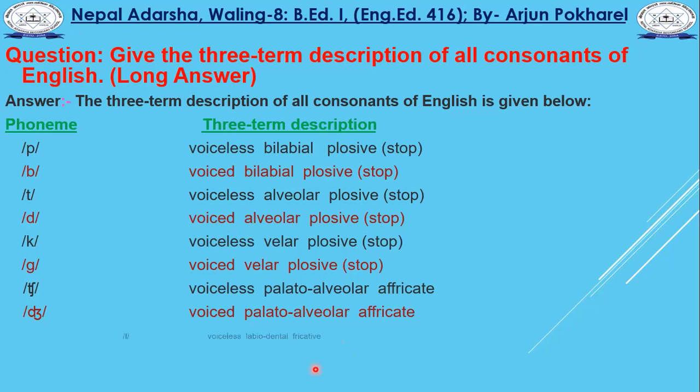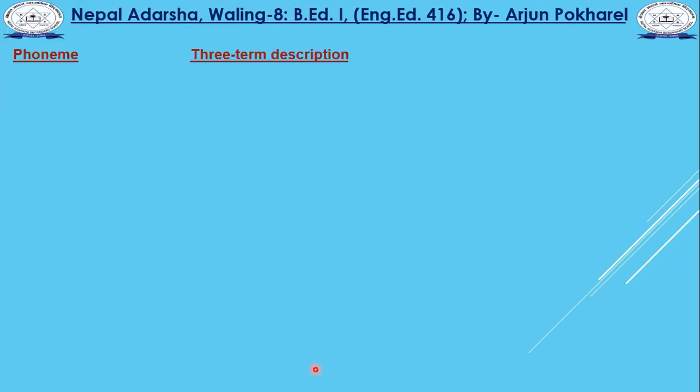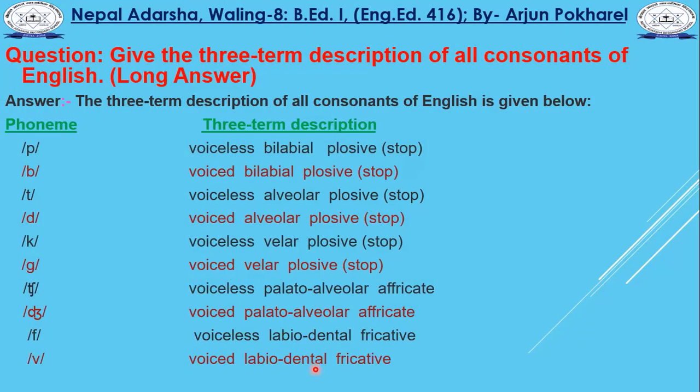Now the next one is fa. Fa is voiceless labiodental fricative, and va is voiced labiodental fricative. In this way, fa and va are labiodental fricatives, fricative sounds. Fa is voiceless and va is voiced. Now I think you finished this page. One, two, three, four, five, six, seven, eight, nine, ten sounds are here, so we have 14 still remaining.